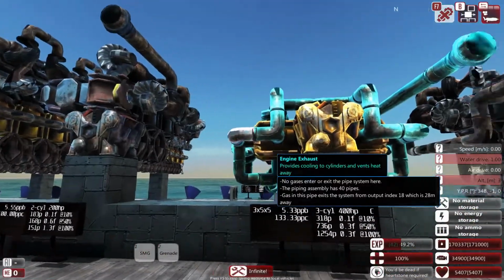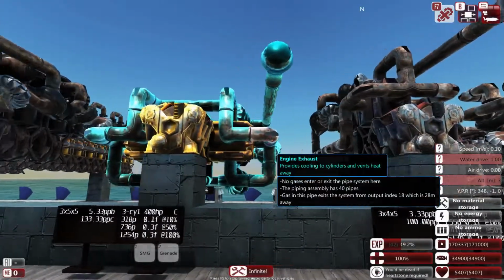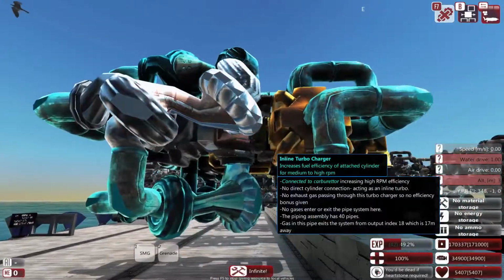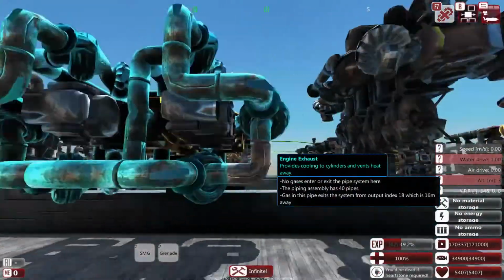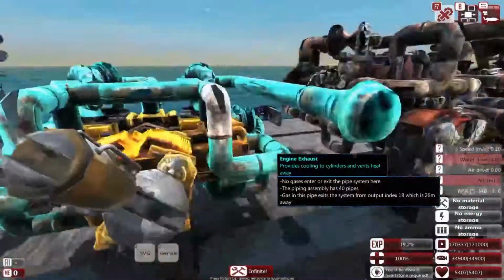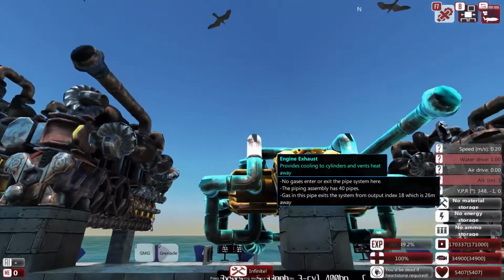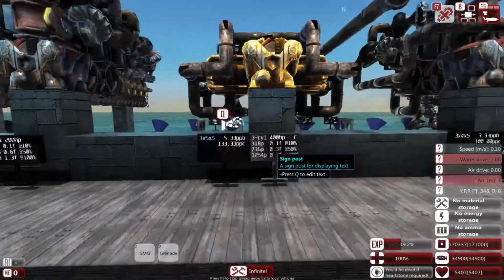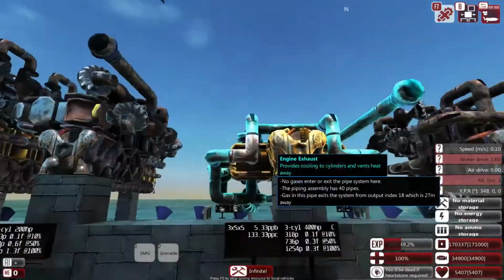This motor is 1, 2, 3, 4, 5 blocks wide. If you go front to back, it is 1, 2, 3, 4, 5 blocks wide. So it's 5 by 5 by 5. So it's a square motor, and it's only 3 blocks high. So this motor is a 3 by 5 by 5 space. Okay.